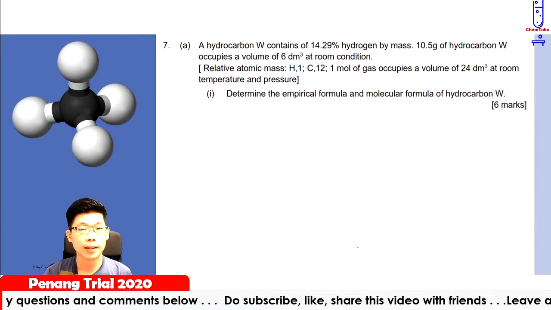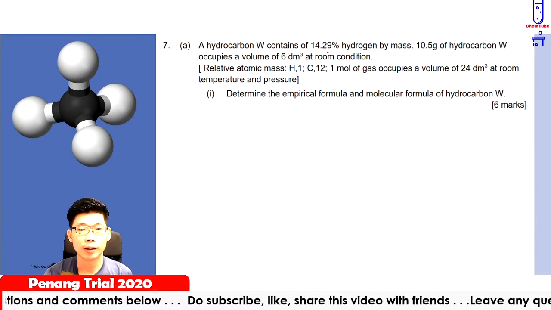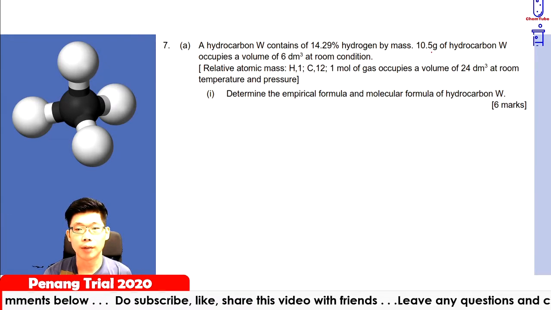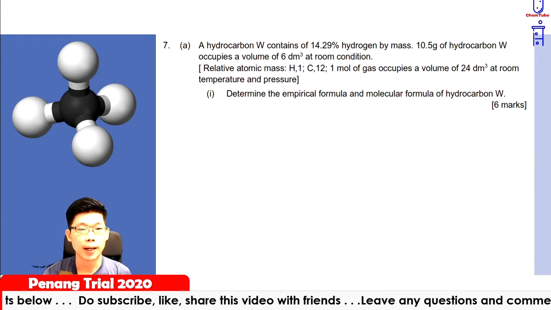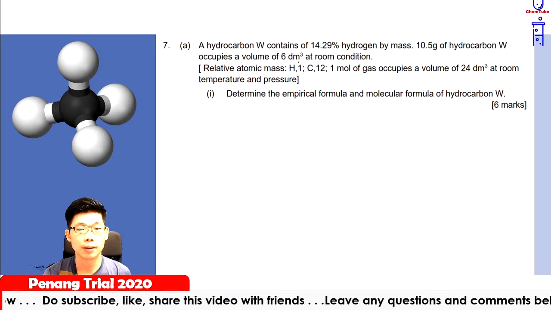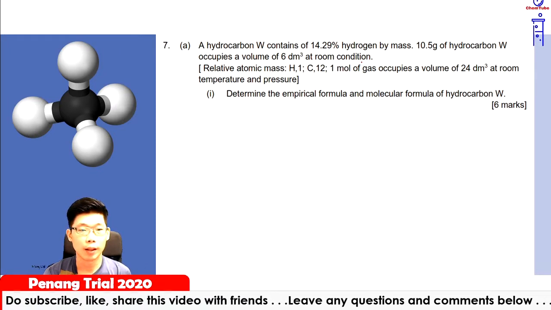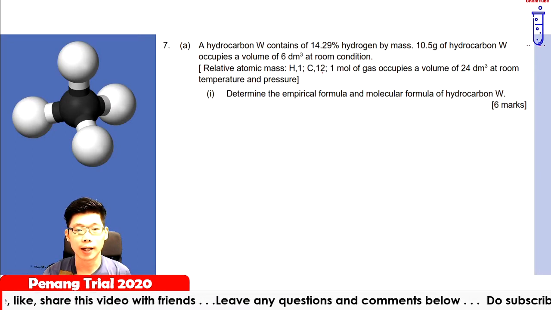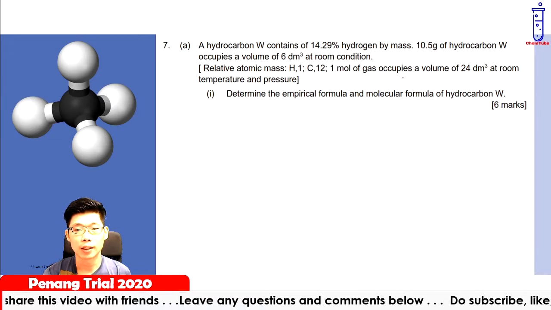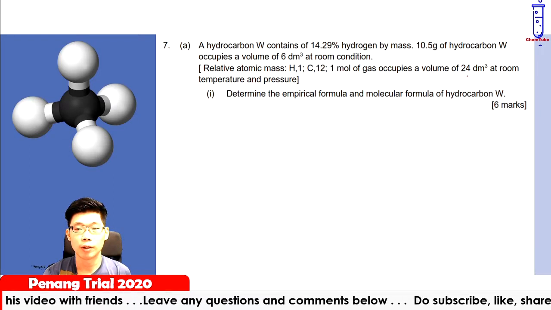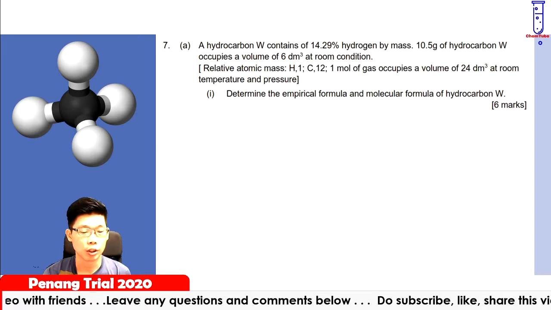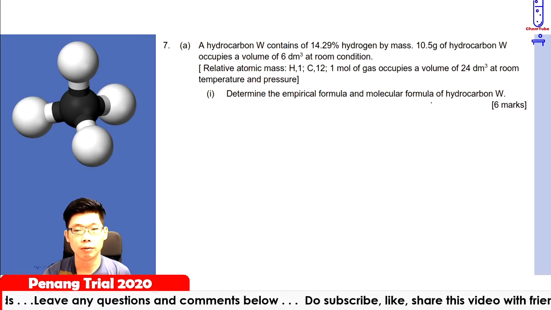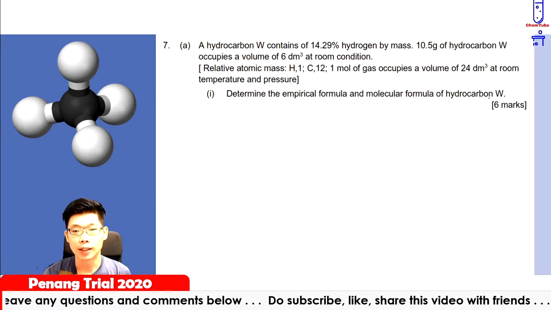A hydrocarbon W contains 14.29% of hydrogen by mass. 10.5 grams of hydrocarbon W occupies a volume of 6 cubic decimeter at room conditions. You are given the relative atomic mass for hydrogen and carbon. A mole of gas occupies a volume of 24 cubic decimeter at room temperature. Determine the empirical formula and the molecular formula of the hydrocarbon W.